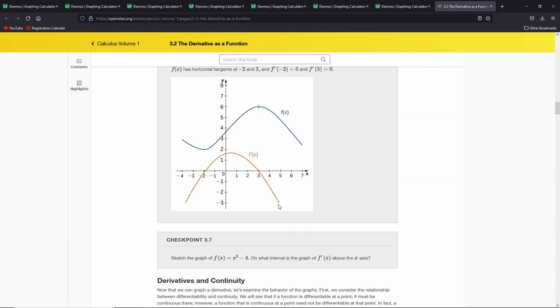So I hope that helps with graphing the derivative of a function when you know the graph of the original function. Again, it doesn't have to be exact, but just to show where the derivative is going to be 0, where it is above the x-axis, and where it is below the x-axis.